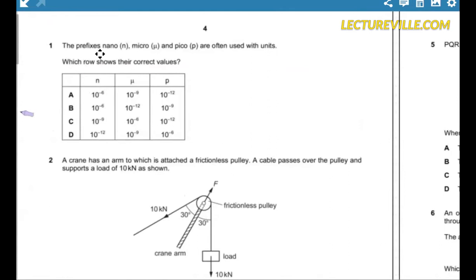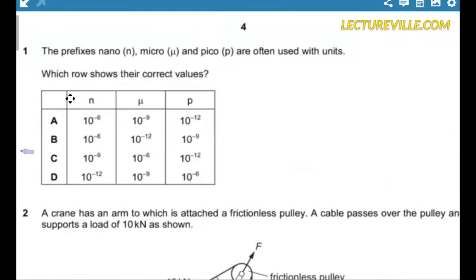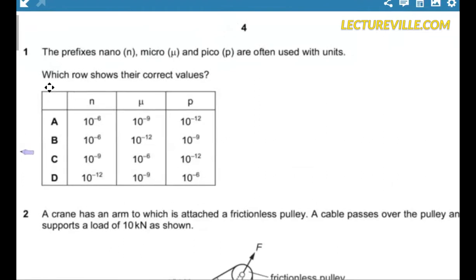Now, the prefixes nano, micro, and pico are often used in units, and we know that they are very commonly used. Which row shows their correct values? And the only way to do that is first write down what the values for nano, micro, and pico are. Nano is 10 to the power minus 9. Sorry, micro is 10 to the power minus 6, and pico is 10 to the power minus 12.